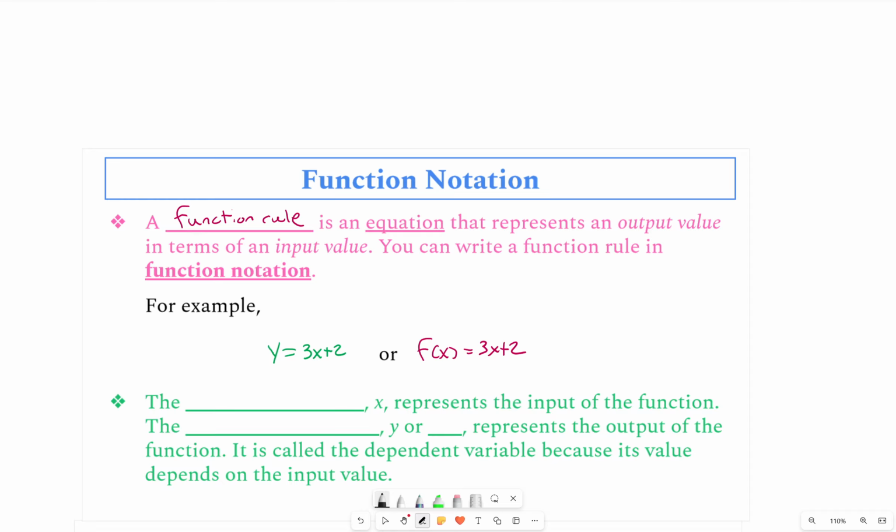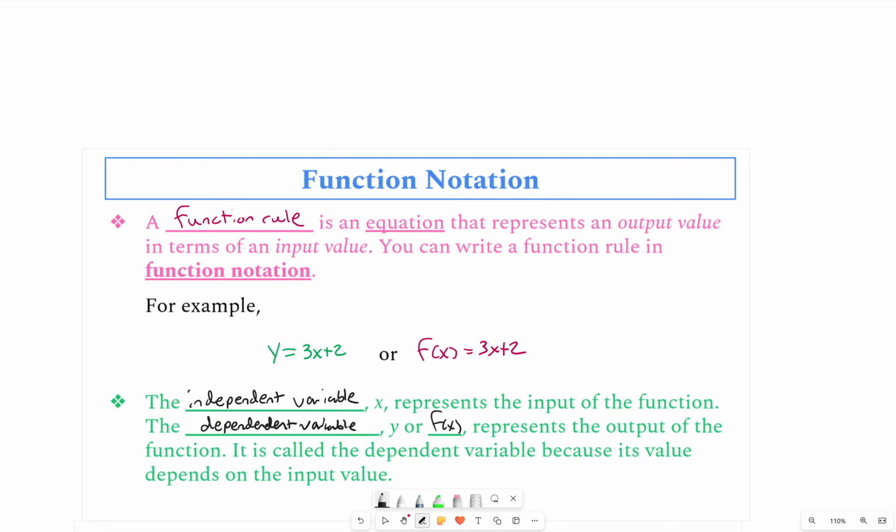All right, continuing the notes. The independent variable x represents the input of the function. The dependent variable, y, or f of x, represents the output of the function.